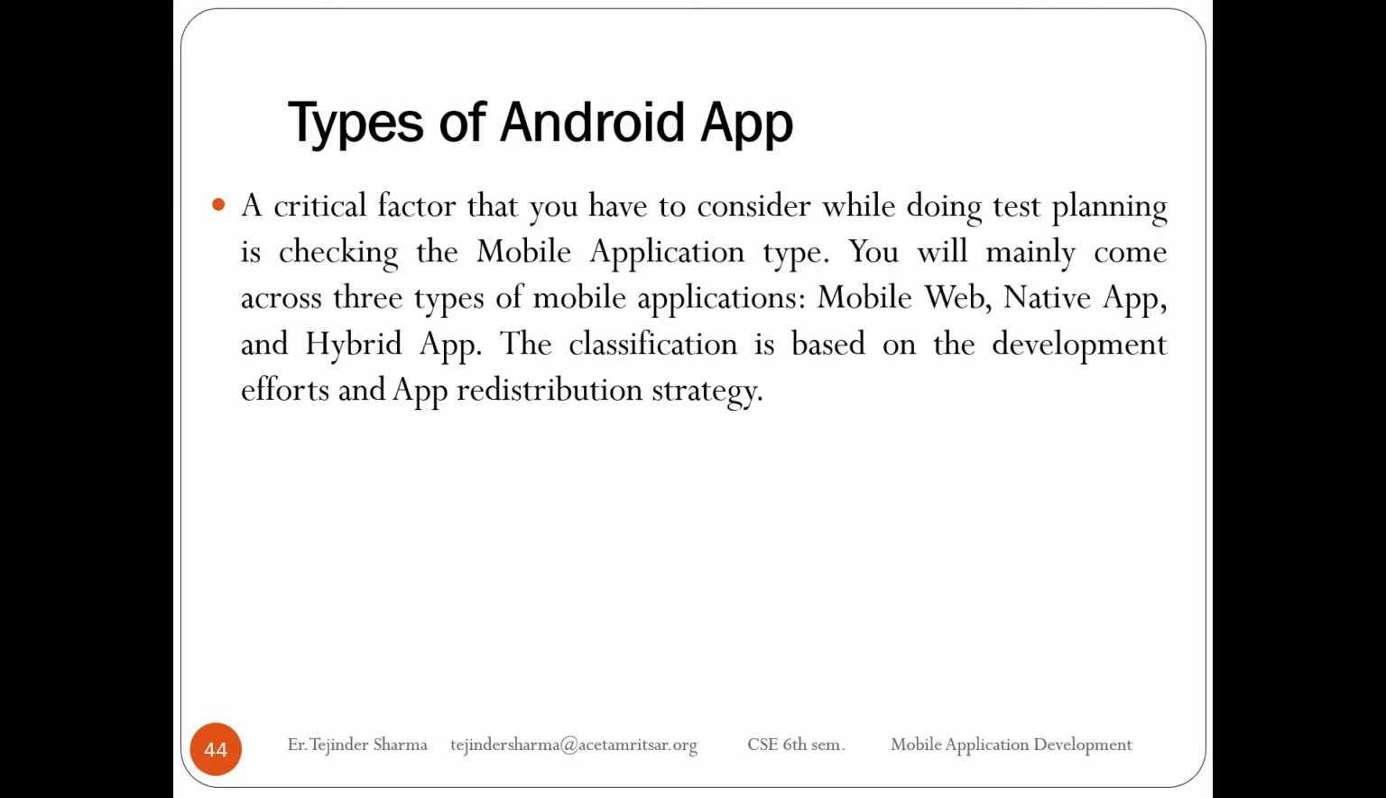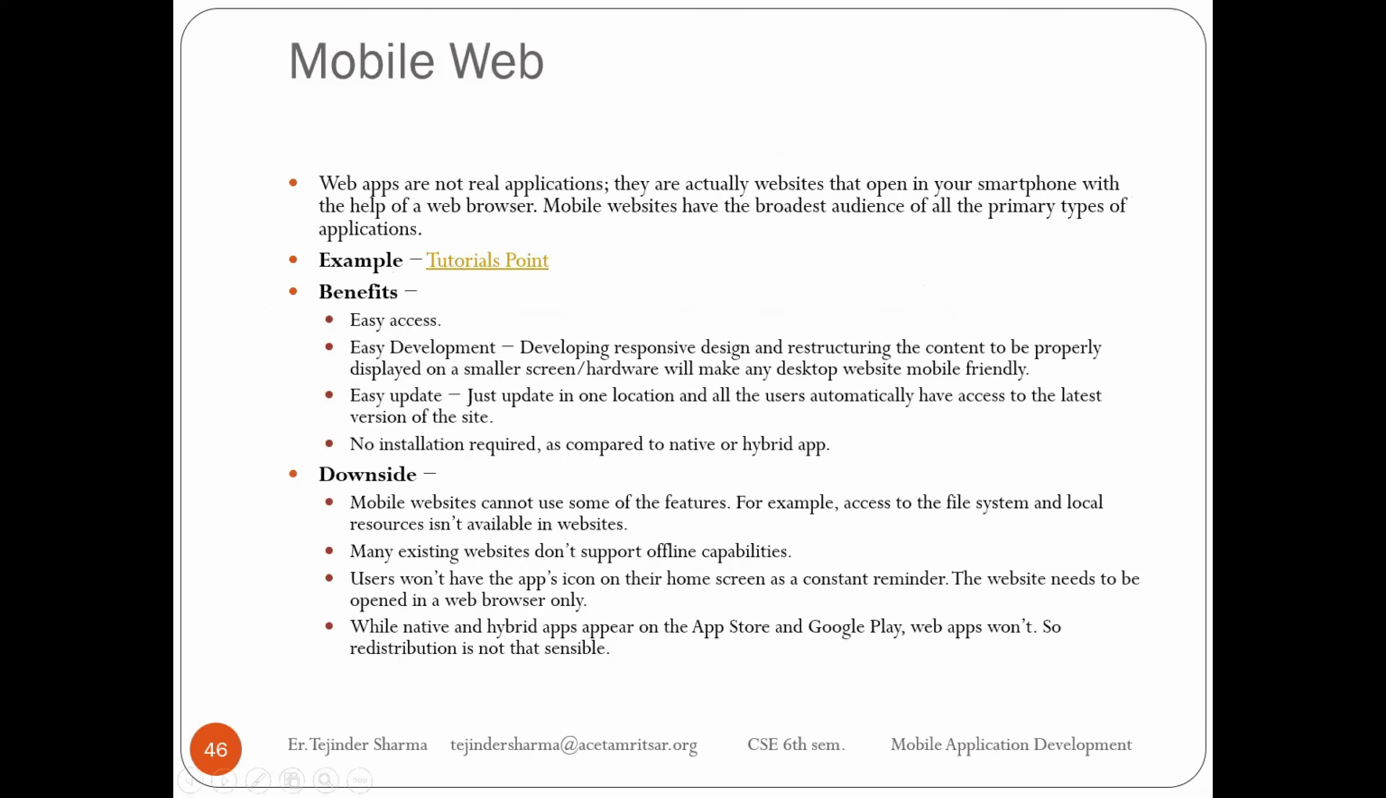Whenever you use the web application of any mobile application or any website, suppose we have a college website as AGC Amritsar, we have an app for it, which is available on the Play Store. So that is called mobile web app. And hybrid app is a combination of any 2 apps. So these are the types of apps.